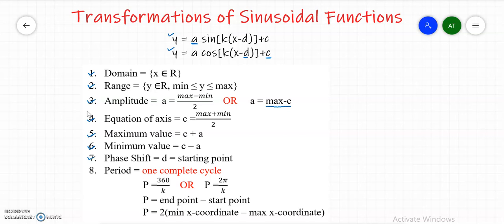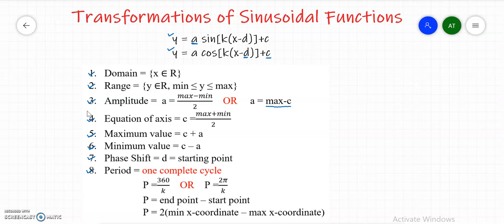The D is the phase shift, and it is basically the starting point of the curve, whether it is a sine curve or the cosine curve. Basically the starting point of the curve is the phase shift, right? Now period is basically one complete cycle. The definition of the period is one complete cycle, and it has different formulas.